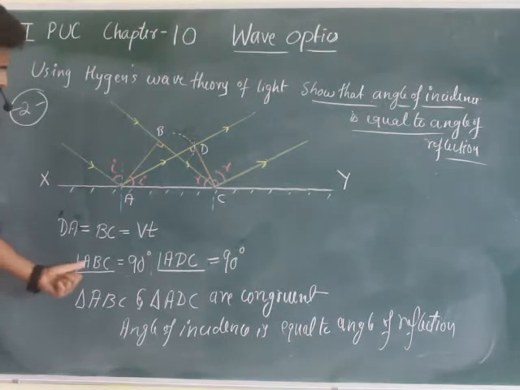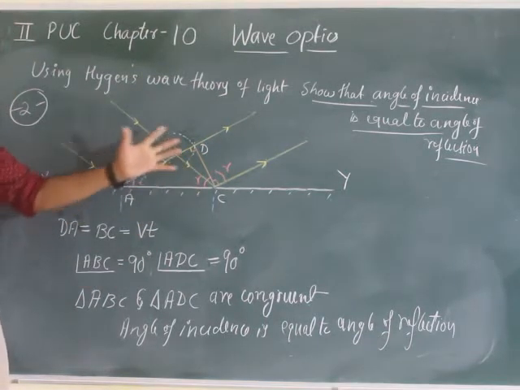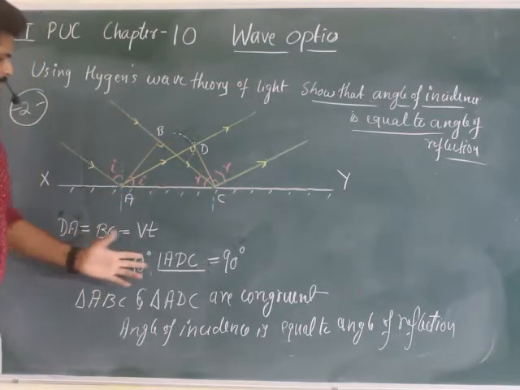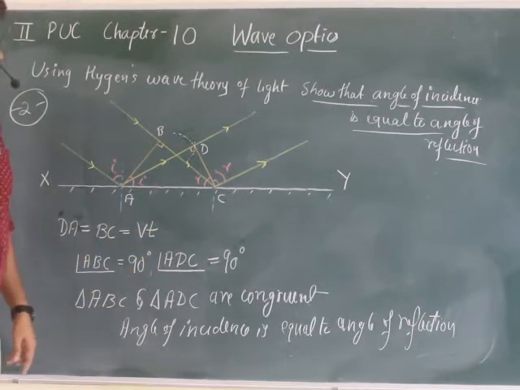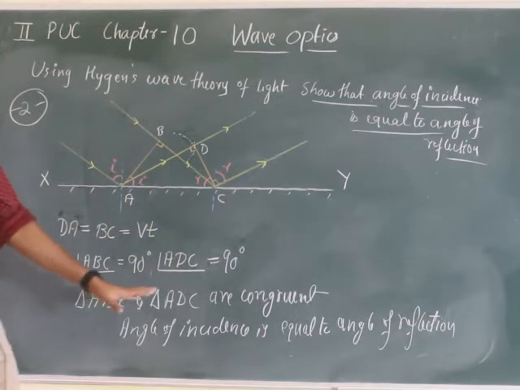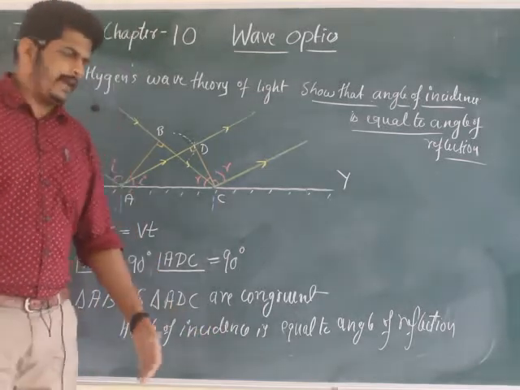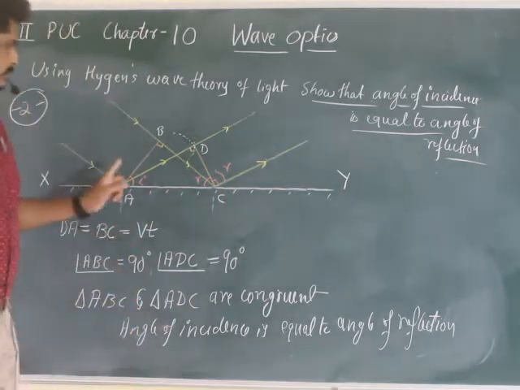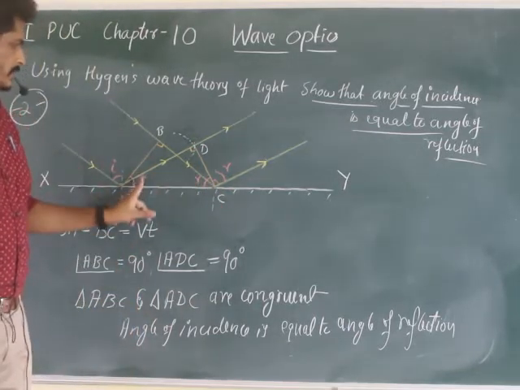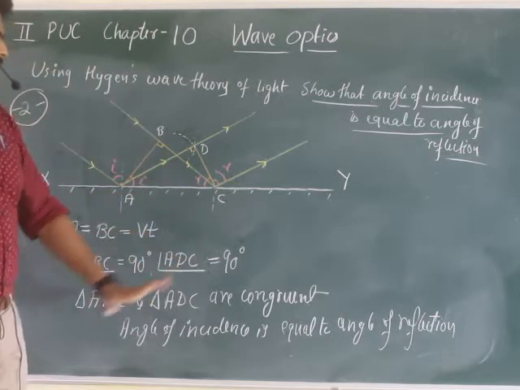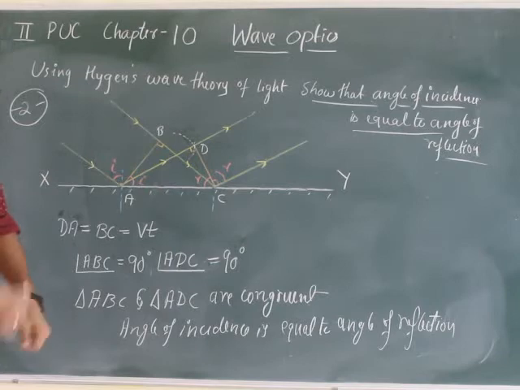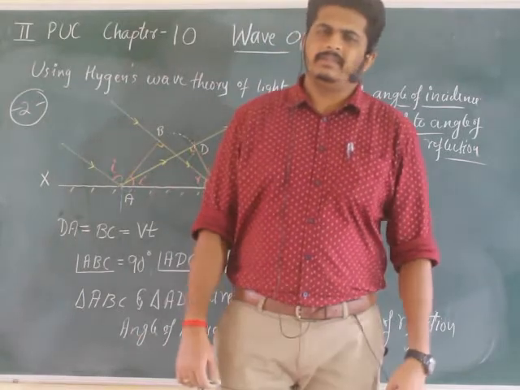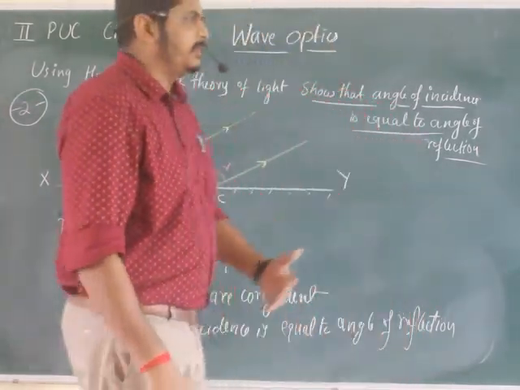Then we check the similarities between the two triangles. So we came to know that angle ABC equals 90 degrees, and ADC is also equal to 90 degrees. That means triangle ABC and triangle ADC are congruent. As they are congruent triangles, angle of incidence should be equal to angle of reflection. That means the angle here and the angle here are one and the same. So that is what is explained here. By this we can conclude that angle of incidence equals angle of reflection by using Huygens principle. Okay, so hope you understood this.